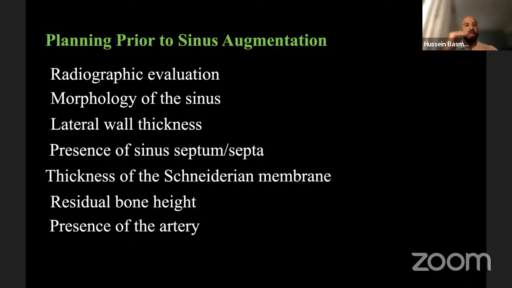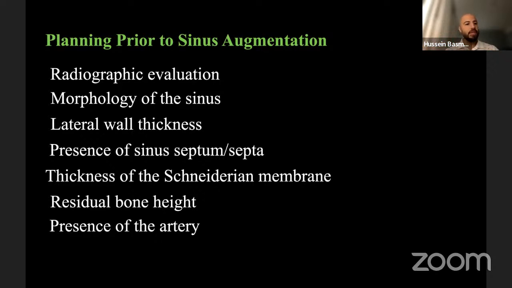We have to understand how much native bone we have, because based on that, I will know exactly where my window is going to be. I want to know the morphology of the sinus. Do we have any septa in the sinus? Do we have blood vessels passing through the sinus? This is important, because in these scenarios you might have a higher chance of perforating that membrane if you are not paying attention to the anatomy the 3D x-ray is offering.